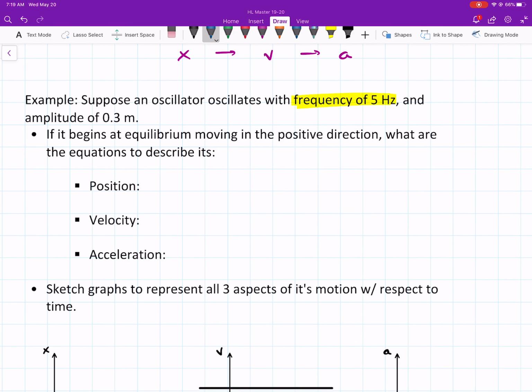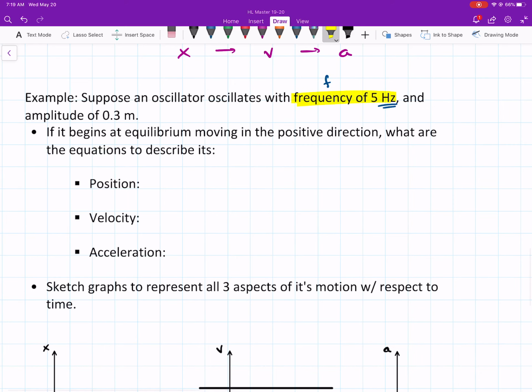They'll be pretty clear in a question if this is angular frequency, and if it's not, we just assume that it's regular frequency. The other thing that tells us this is a regular frequency is this hertz unit. Frequency is measured in hertz, whereas the other is measured in radians per second. And they also give us the amplitude here of 0.3 meters, and that tells us that that's equal to x naught.